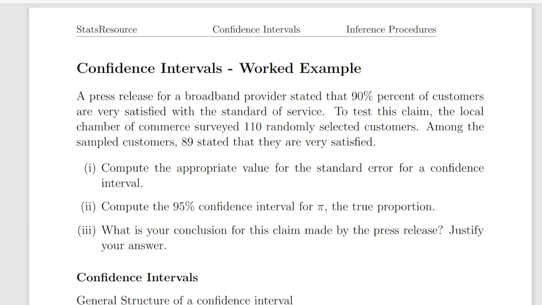Okay, in this presentation we are going to look at confidence intervals. This is a worked example and it relates to proportions, as a proportion based on a single sample. So let's read the question.